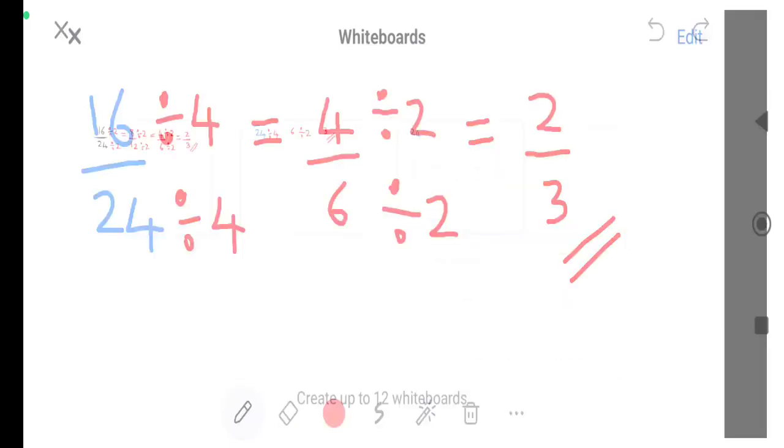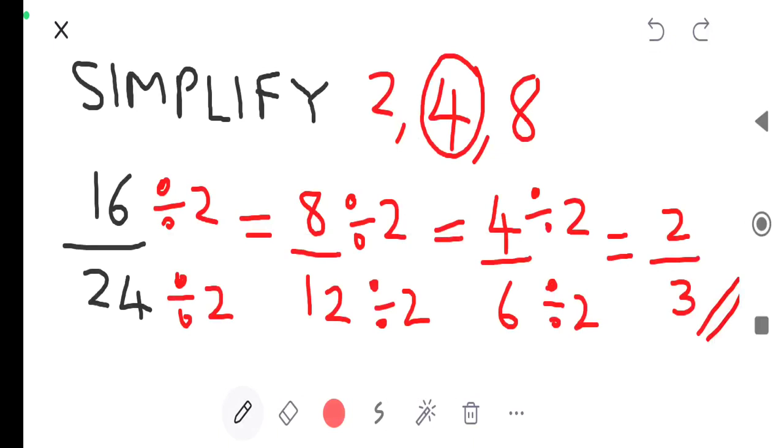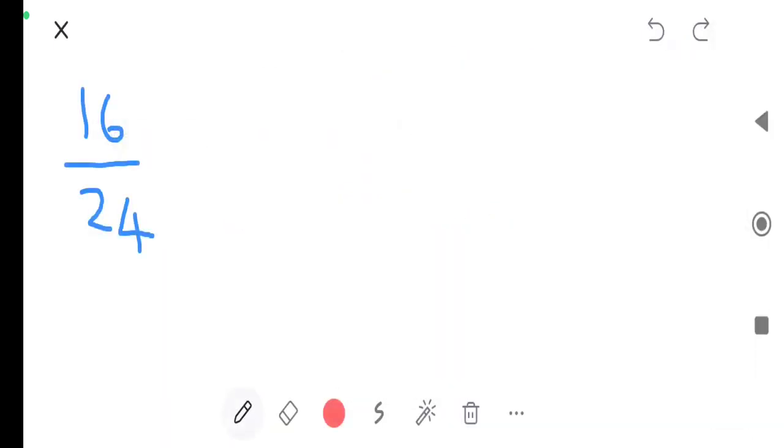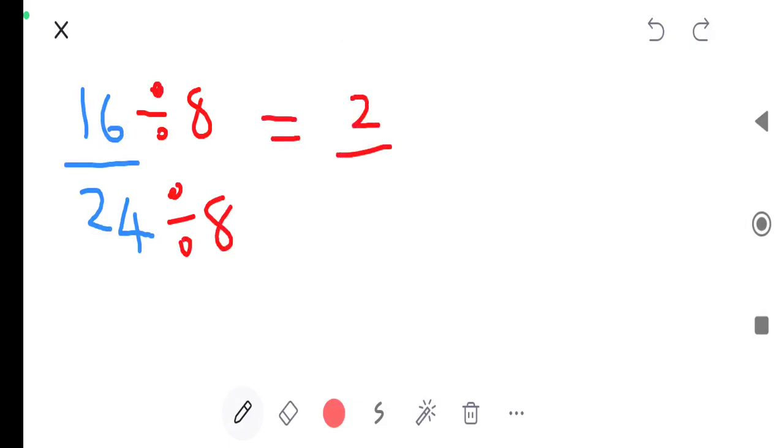Now, what if you have decided to start with 8? How do you do that? At the top, you write divide by 8. Then at the bottom, you write the same thing, which is divide by 8. 16 divided by 8 is 2. 24 divided by 8 is 3. Now, is there a number that can divide both 2 and 3? No. So the final answer becomes 2 over 3.